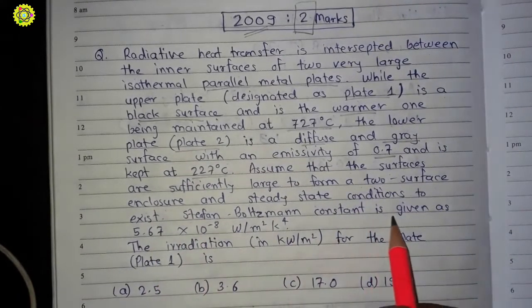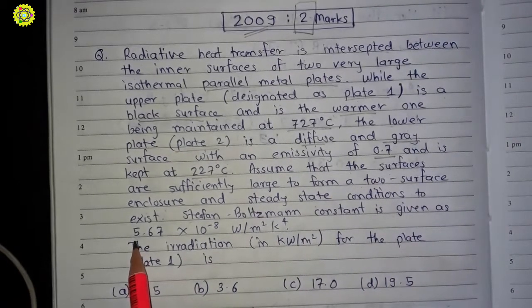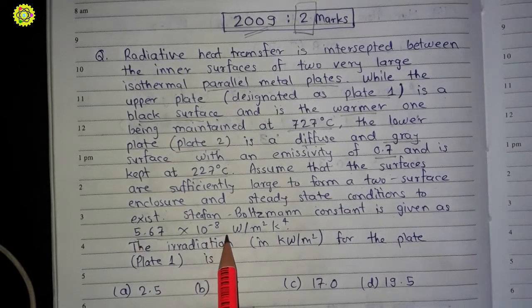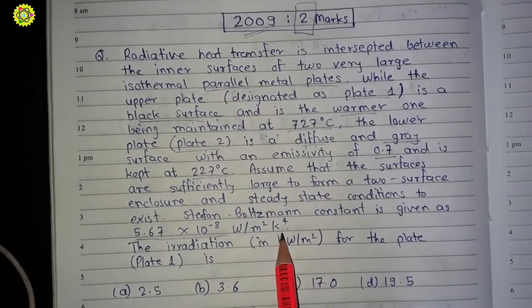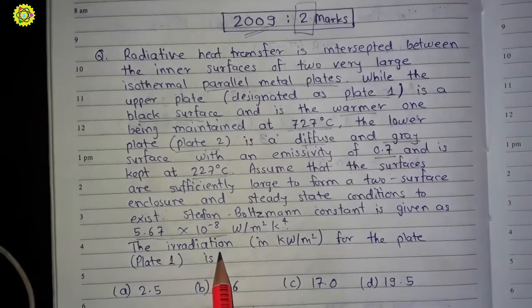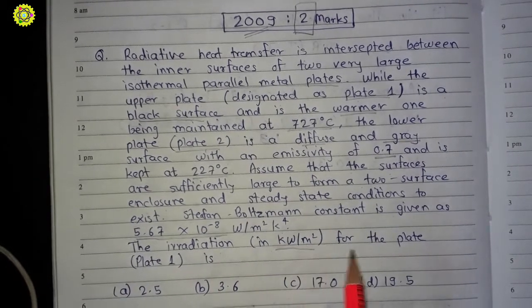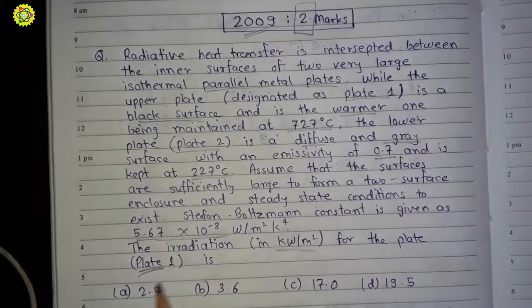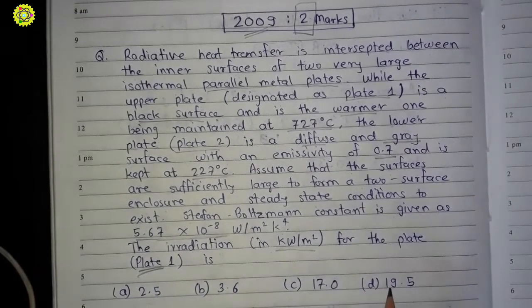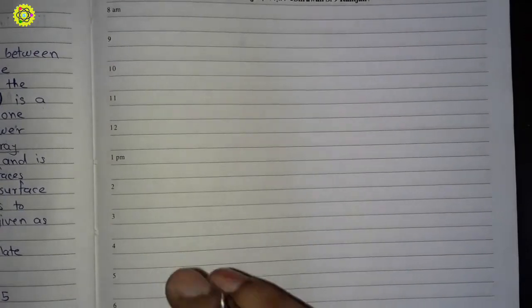Stefan Boltzmann constant is given as 5.67 into 10 raised to minus 8 watt per meter square Kelvin raised to 4. The irradiation in kilowatt per meter square for plate 1 is here. Friends, these are the options. Now let's start with the solution.